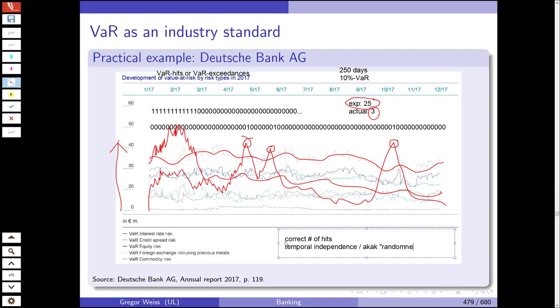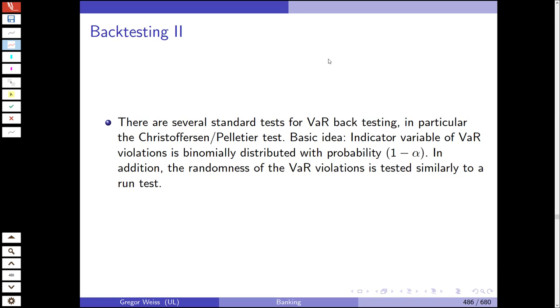Okay, so this is backtesting. You check the validity of your risk model by taking up standard tests, for example, the Christoffersen and Pelletier test. We get this indicator variable of those VaR violations. You assume that it's binomially distributed, and you check whether you have the right number and you have temporal independence.